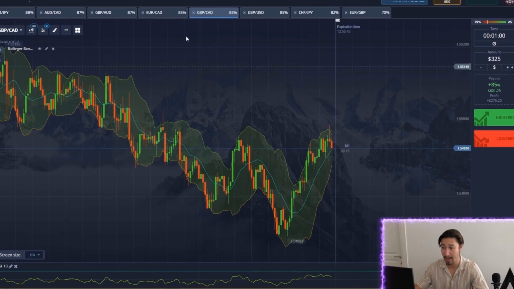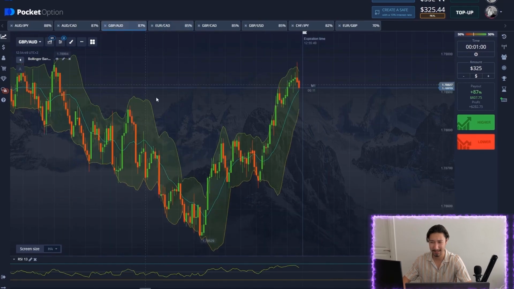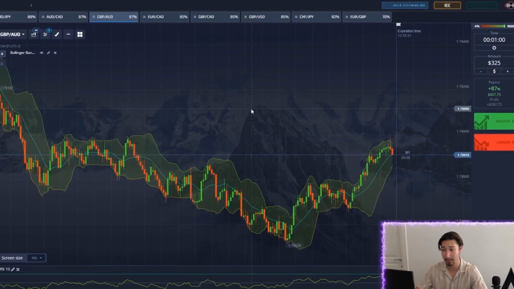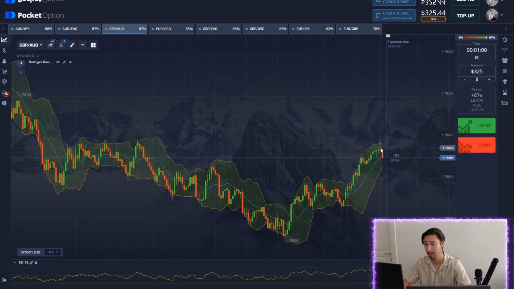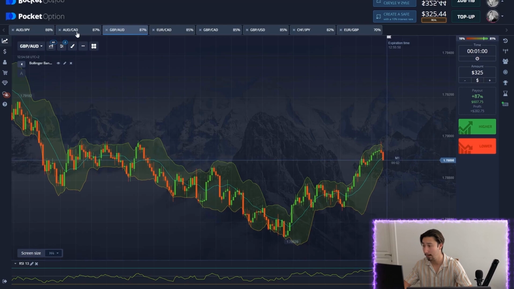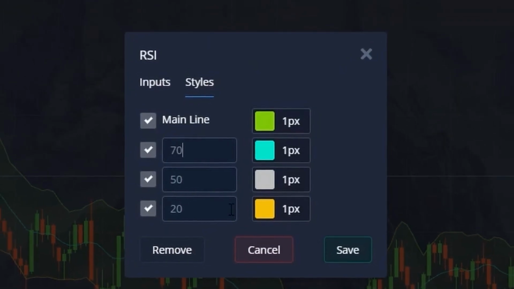The touch seems to be happening. I should have opened a short here, but now it's too late. The breakout has happened. Here's also a low volatility movement, so let's take our time and look at other options. So yeah, the touch happened, the price went down.